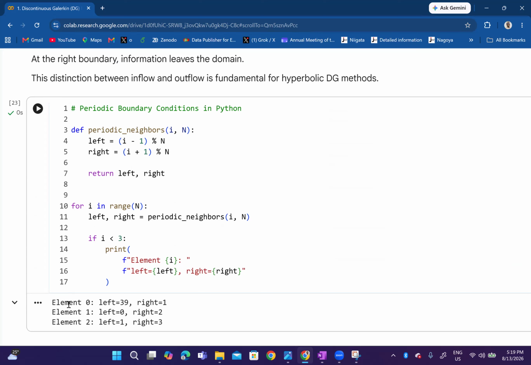So for element 0 now, left is 39 and right is 1. Then for element 1, left is 0 and right is 2. For element 2, left is 1 and right is 3, based on what we are dealing with here. Don't forget we have defined n before now.